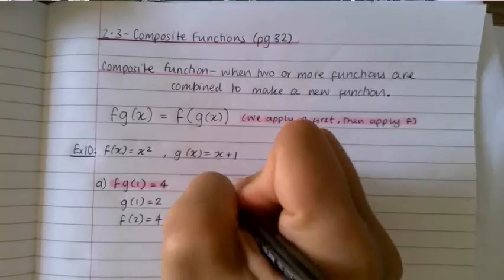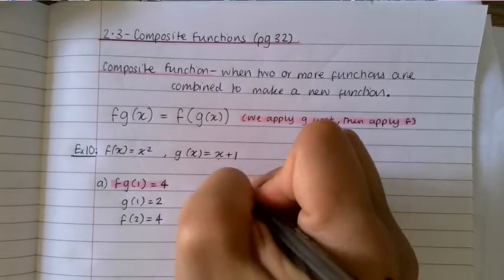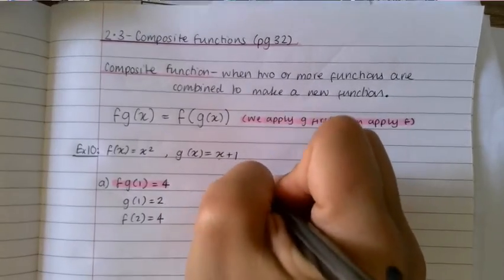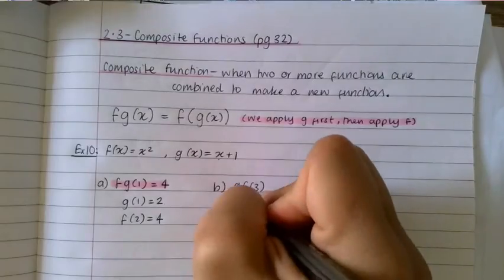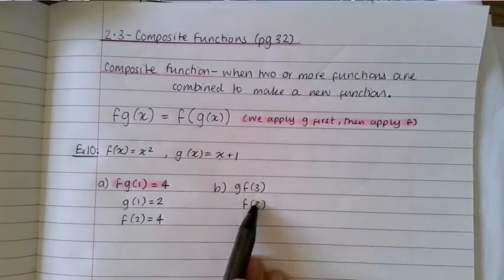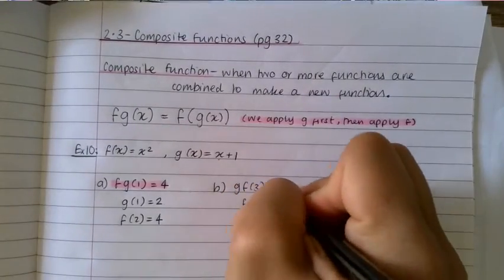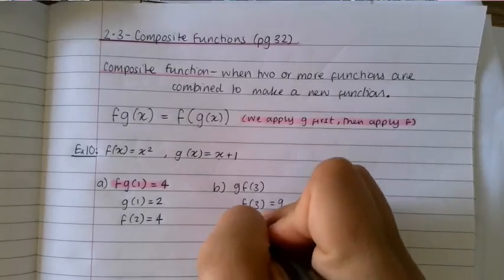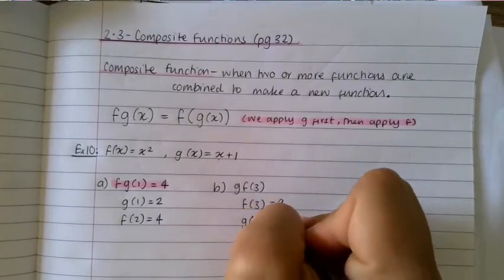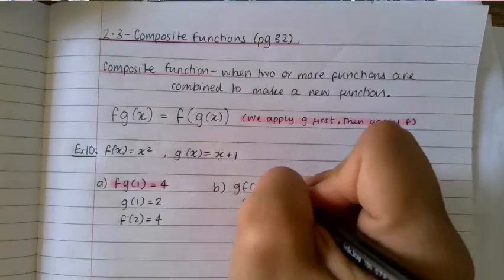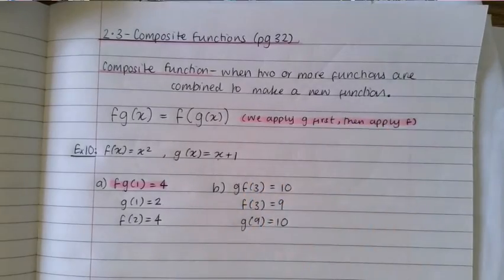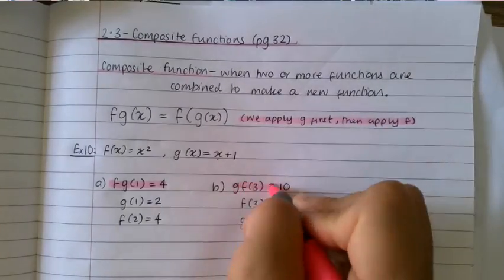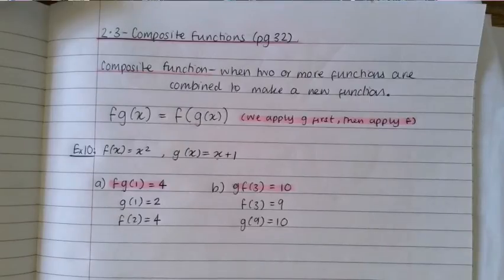Part B wants us to find gf of 3. So first we'll find f of 3. We apply f first, so f of 3 is equal to 9, and then we want to find g of 9, which is equal to 10. So gf of 3 is equal to 10. Nice and easy so far.